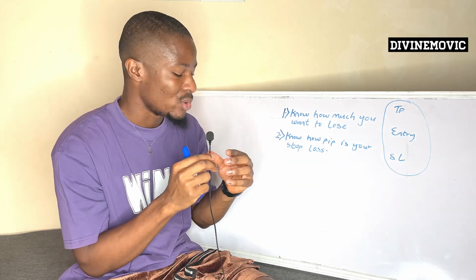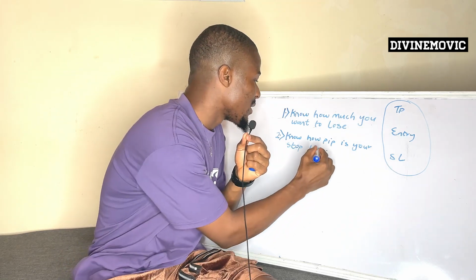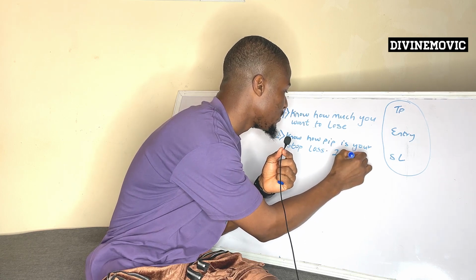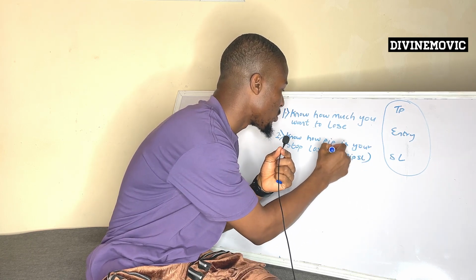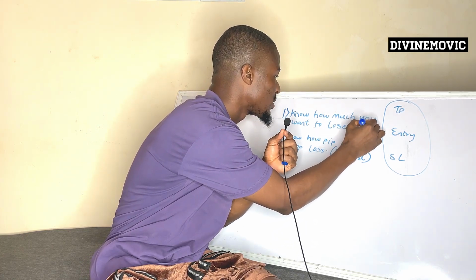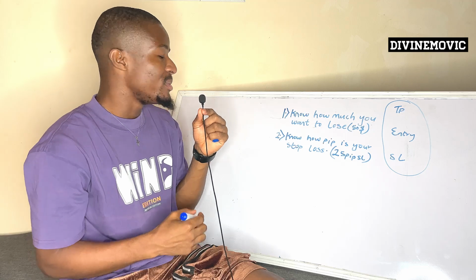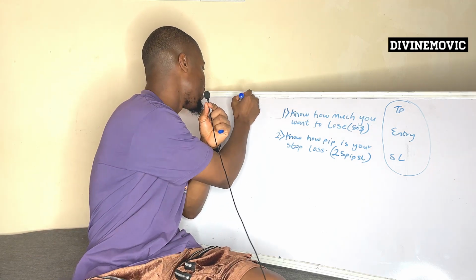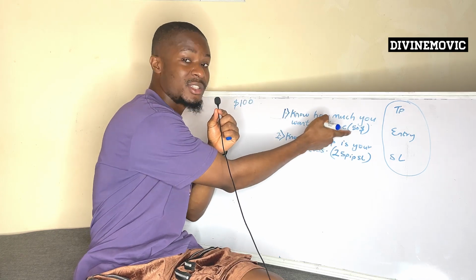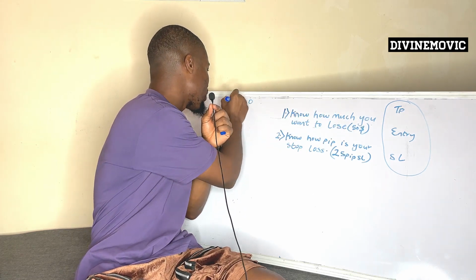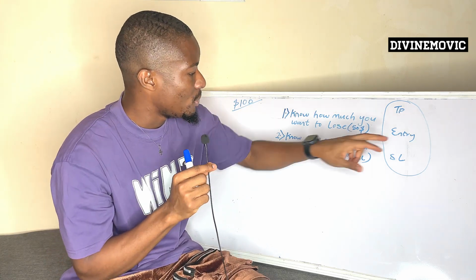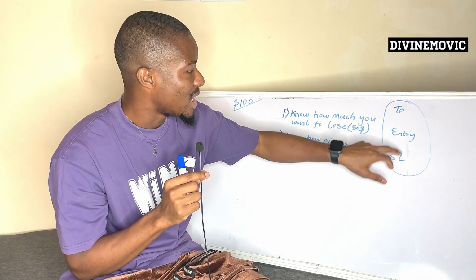Let's, for example, say this is a 25 pip stop loss, 25 pip SL. Now you know how much you want to lose, and let's say you want to lose like $50, right? And let's say, for example, your account balance is $100. Now this is a very big risk. Don't risk this, it's very big. Let's say your account balance is $100, and you have a setup with an entry, a stop loss, and a take profit.